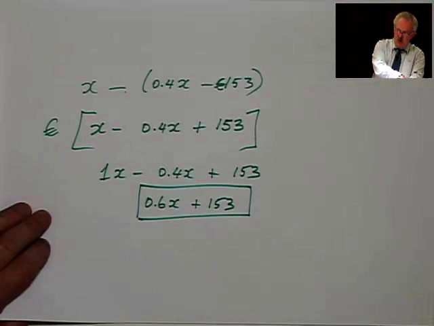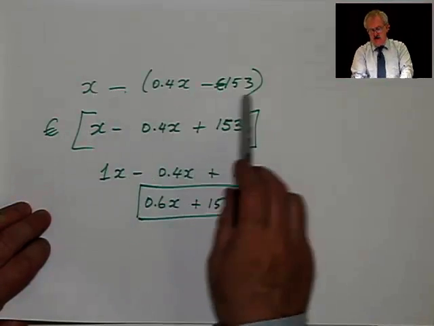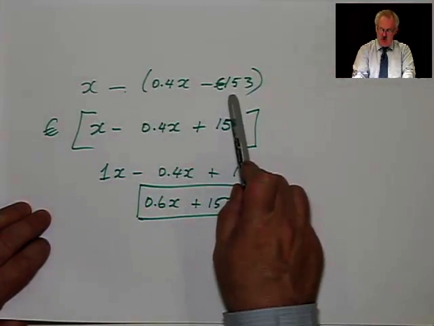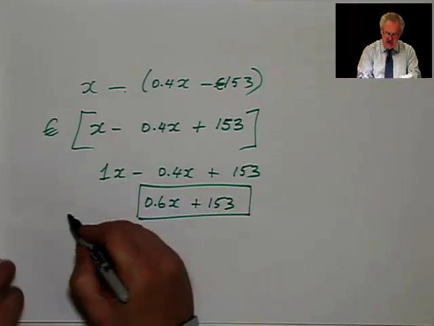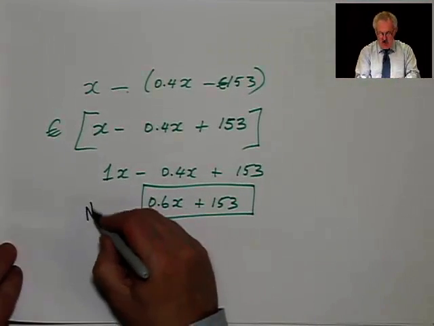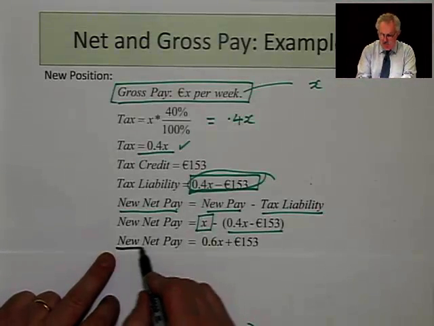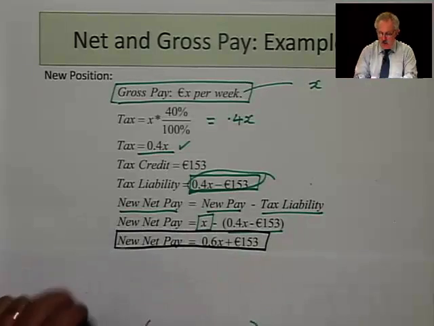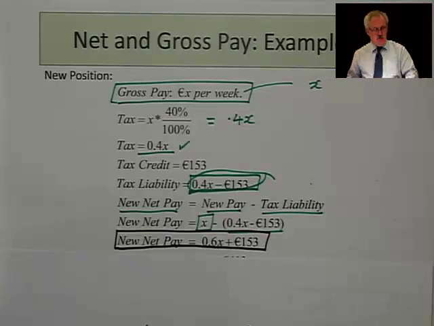So this is his new take-home pay. He was getting x. This is the amount of tax he's due. And the reason there's a plus there is his tax credit is back. So this is his new pay. Let's call it the new, well, it is the new net pay. So he's got 0.6x plus 153.